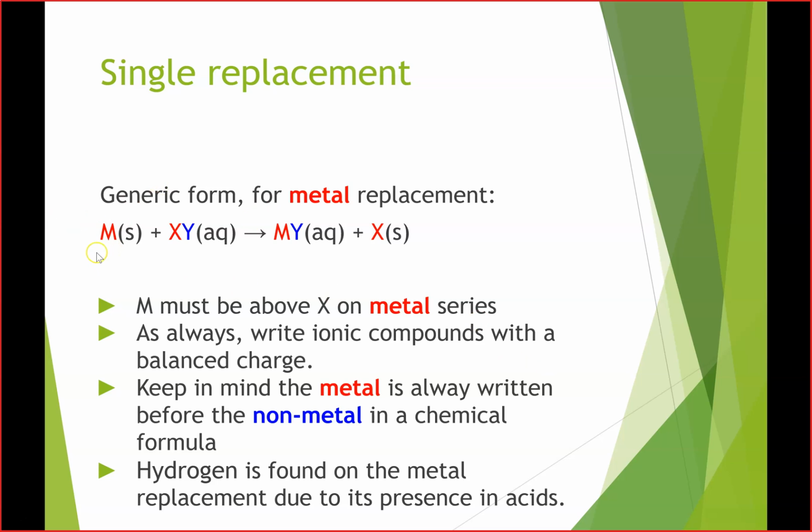So this would be a metal replacement because the way you tell is the element that's by itself. So notice we have an element by itself, we have a compound. The element that's by itself is a metal. That's how you can tell it's a metal replacement. Metals can potentially replace other metals. So in this case, M replaces X, meaning M is going to boot X out of that compound and just shove X off to the side as an element and replace it in the compound. That's why it's called single replacement. If that is to happen, though, M must be above X on the activity series, on the metal series.